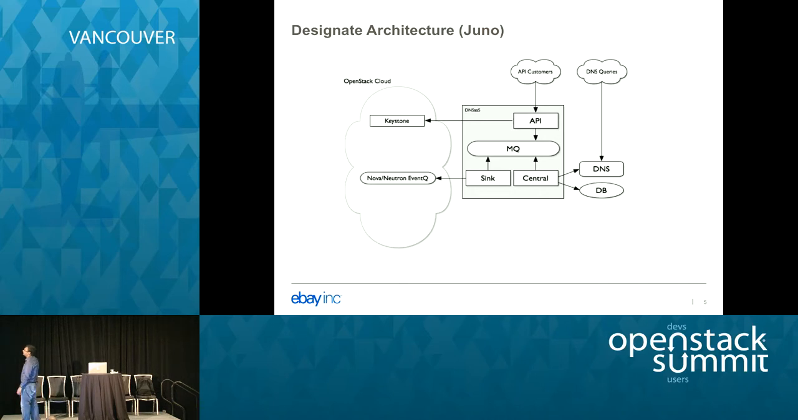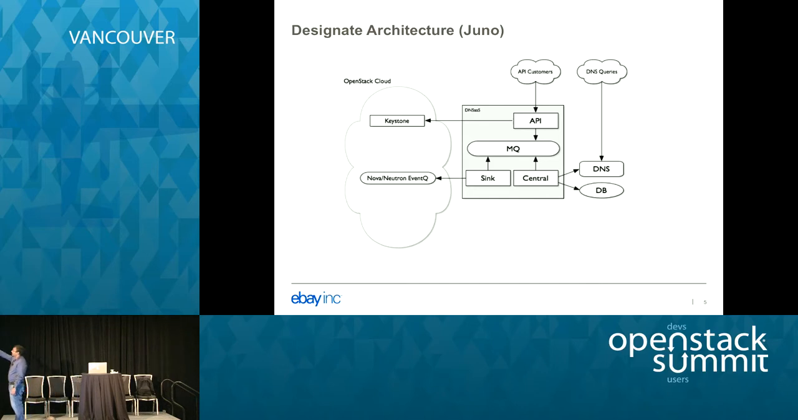So a typical workflow is, let's say, someone makes an API call. The API call reaches the API server, and all the API server does is put the message onto the MQ bus. That MQ bus that you see in the middle is a dedicated MQ bus for Designate. That's different from the other messaging buses.